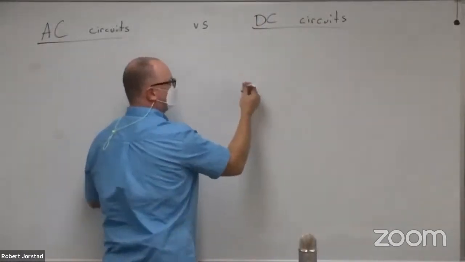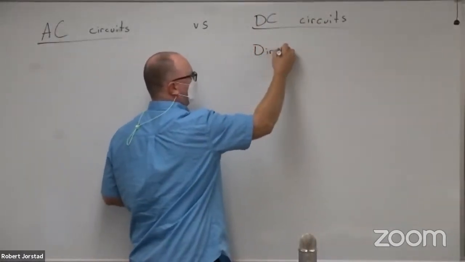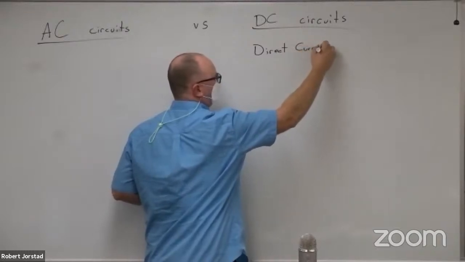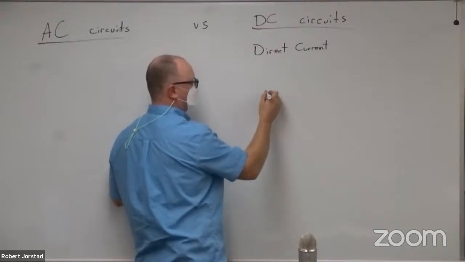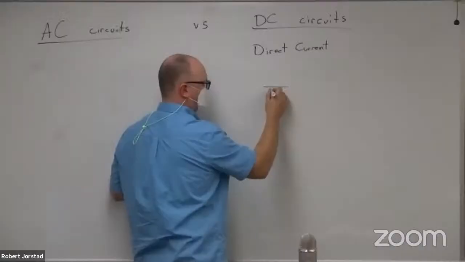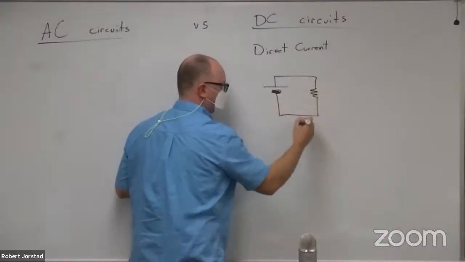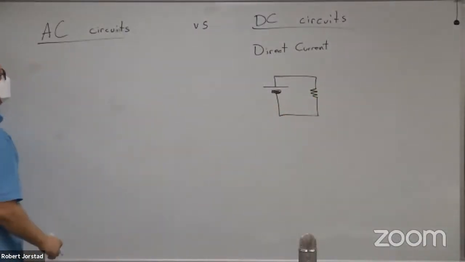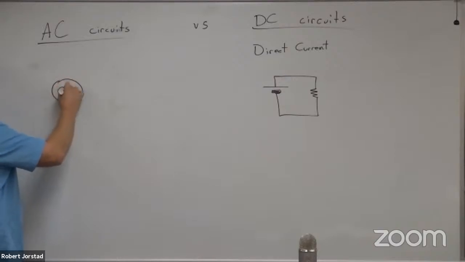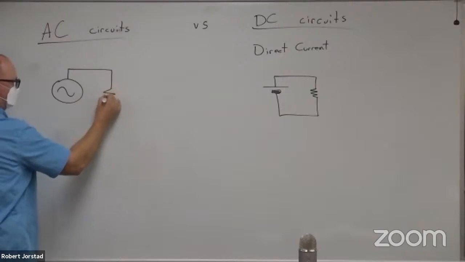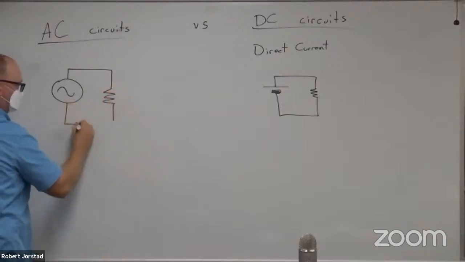All right, help me out. A DC circuit. DC means direct current, right? Give me an example of a DC circuit that you think of. Battery, maybe a resistor, right? That's a DC circuit. All right. AC circuit, what's the difference? The power supply is different. This is an AC circuit.